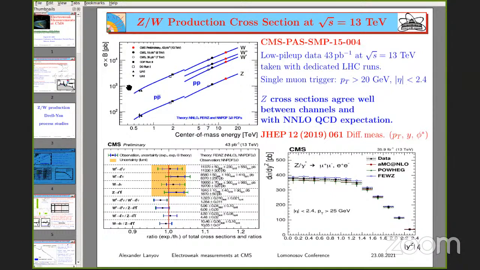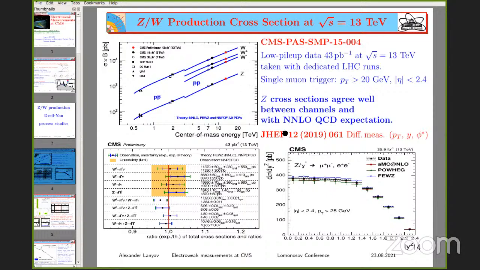And you can see the results here at this plot, which shows cross section times branching fraction for different states, such as W and Z, and also W plus and W minus, as a function of center of mass energy from 7 to 13 TeV. And you can see that Z cross sections and W cross sections agree well between channels and with next-to-next-to-leading order QCD expectations. And here is the breakdown on different channels.